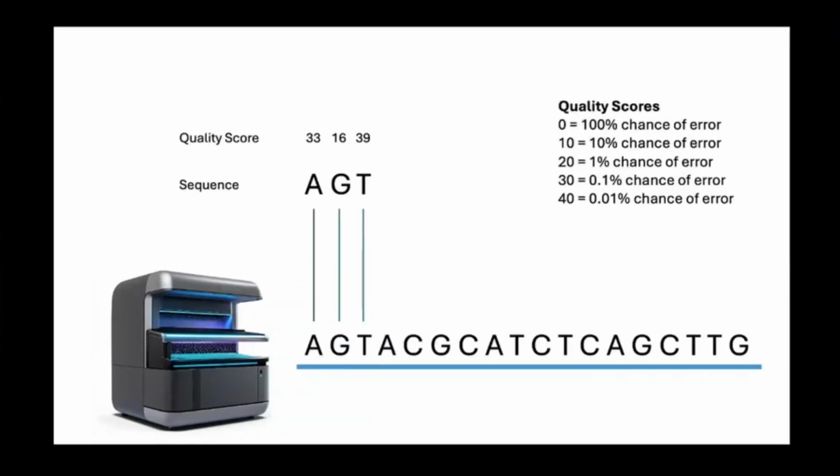But the sequencer doesn't just give us the sequences only. For every base that it calls, it also estimates a chance of error, depending on how good the data looks. That's called a quality score. It's usually a number between 0 and 40, with 0 being horrible and 40 representing approximately a 1 in 10,000 chance of error. And then these numbers are each encoded into a single character.